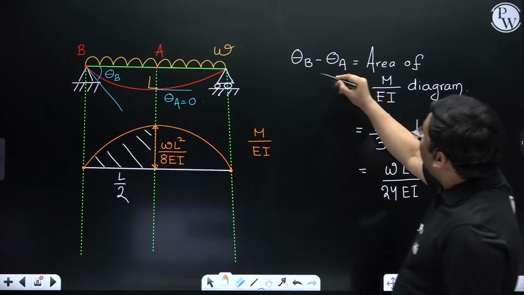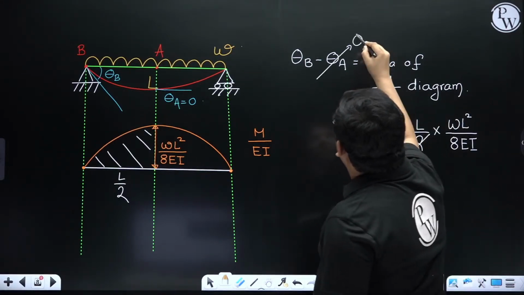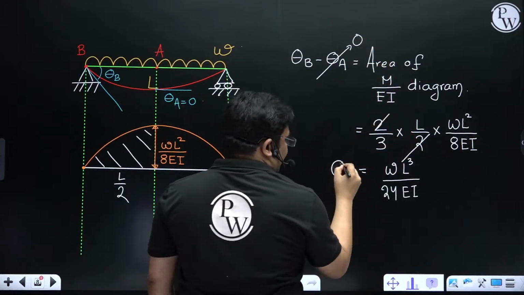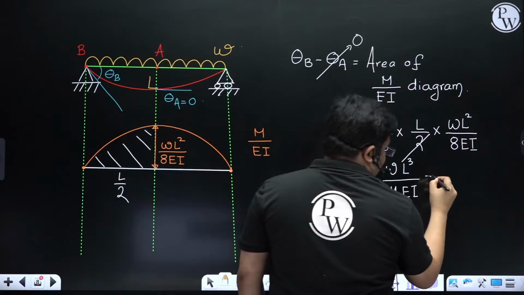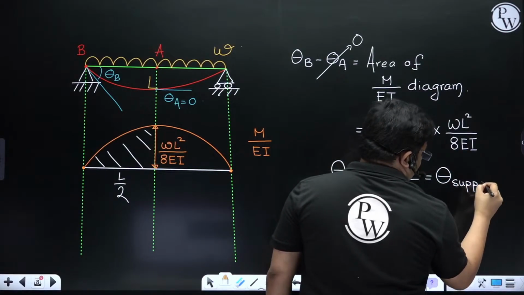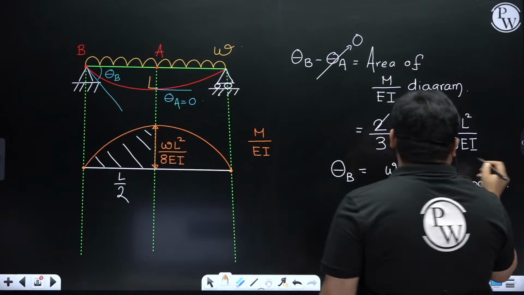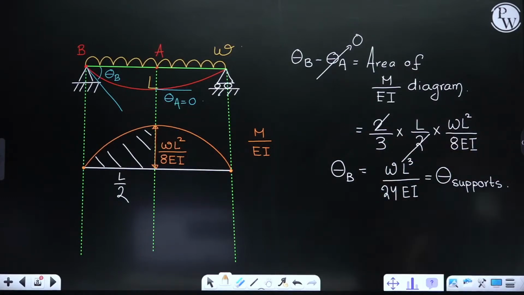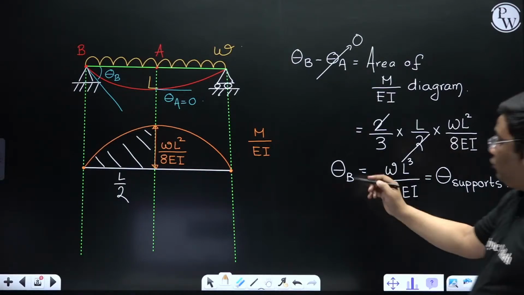And you see at A the slope is 0. So I am getting the slope at B, or I can say this is the slope at the supports. Very easily we can find it out if we know the bending moment diagram. Even in the examination we can find it out within seconds. Very nice. So this slope we got.